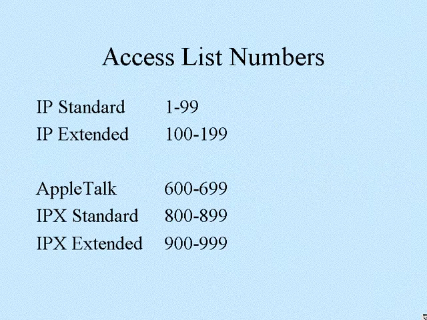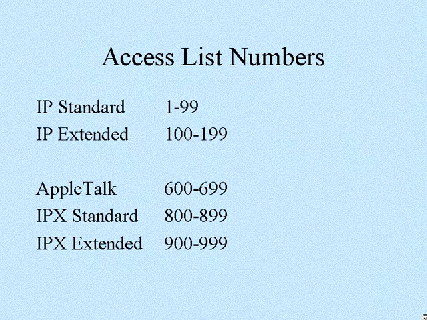Let's look at how and why access lists are numbered. The numbers 1 through 99 denote a standard IP access list, and 100 through 199 denote an extended IP access list. By using access numbers 1 through 99, you tell the router that you want to create a standard IP access list. The numbers 100 through 199 tell the router that you want to configure an extended IP access list. So the different access list numbers just tell the router that you want to configure a filter for your network for a specific type of protocol.